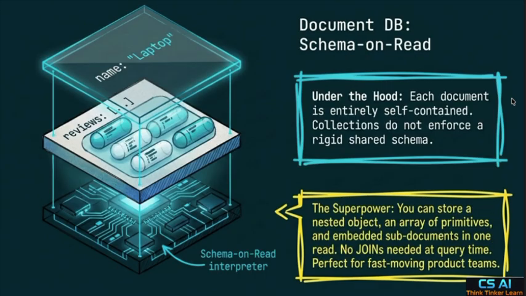Next is the document DB, famous for its schema-on-read. Under the hood, each document is entirely self-contained, usually as JSON or BSON. The superpower here is that you can store nested objects, arrays, and subdocuments in a single read without ever needing a join at query time. This makes it perfect for fast-moving product teams who need to iterate on features without running complex database migrations every week.